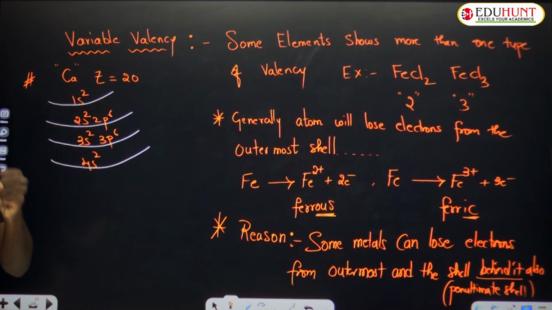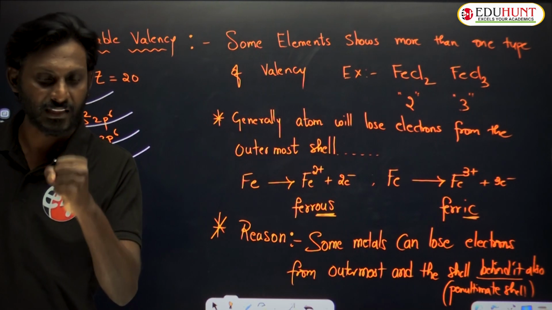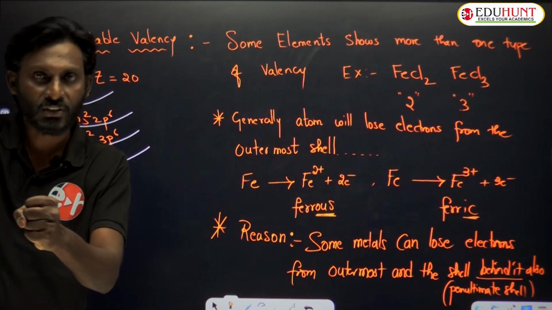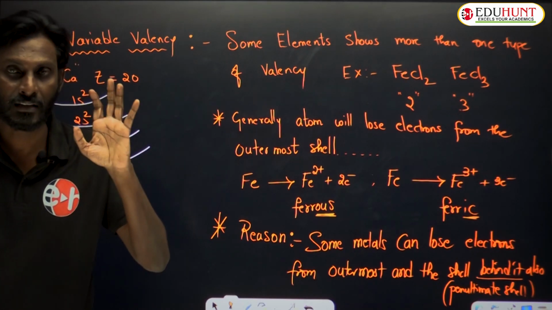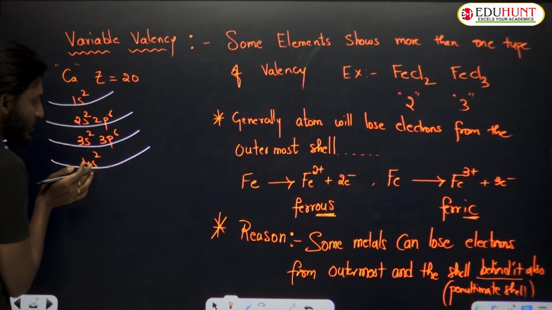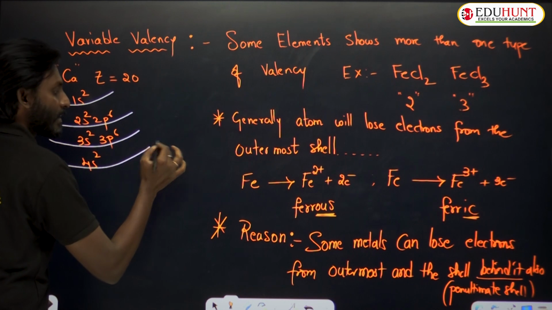See, you know, in any atom, at the center there is nucleus, right? Around the nucleus there are shells. In those shells, electrons are revolving. That much you know, na? Yes. These are the shells. First shell, second shell, third shell, fourth shell. This fourth shell is the outermost shell, otherwise called valency shell.